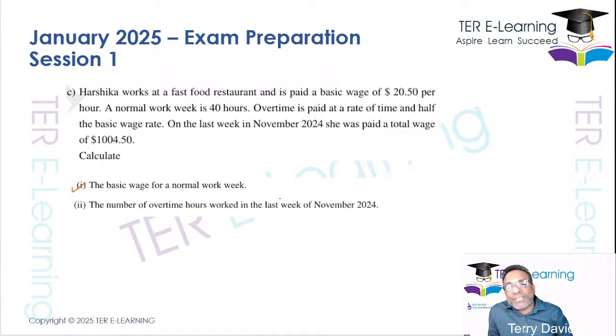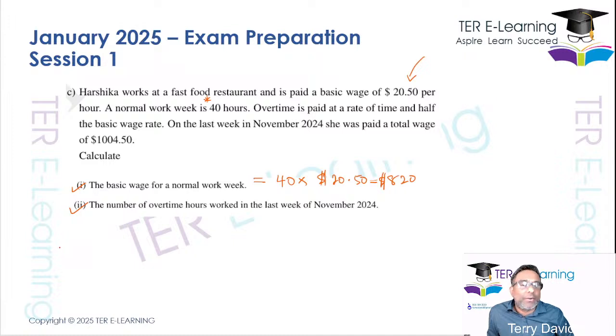So we want to calculate what's the basic wage for a normal work week. All we need to do here for this first part, we know that she is working 40 hours. That's the amount of hours that you work per week. So it's going to be 40 hours, and you're going to multiply that by the basic wage. So this is the basic wage here per hour. So that's $20.50. Right? So when we work this out, we're going to get 40 multiplied by 20.50, and you're going to get $820. Right? So this here is $820. So that's how much money she's going to earn, even if she doesn't work any overtime. That's her pay.